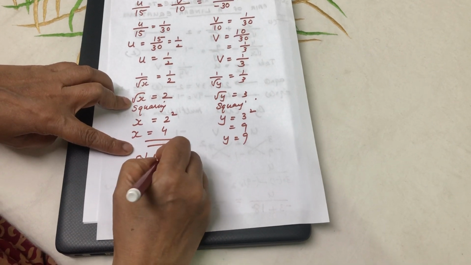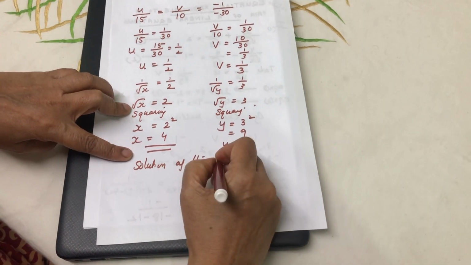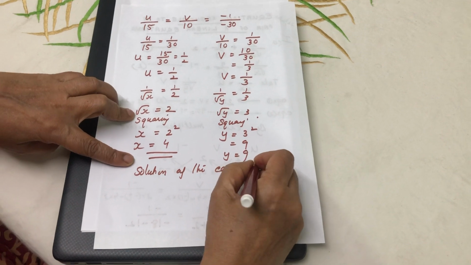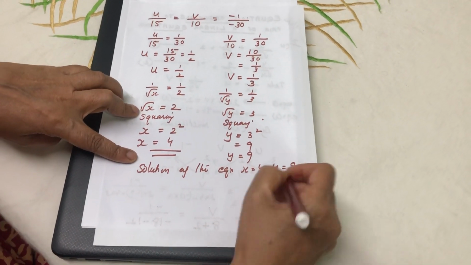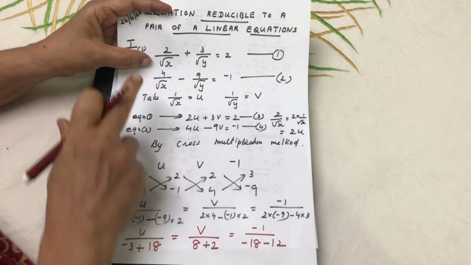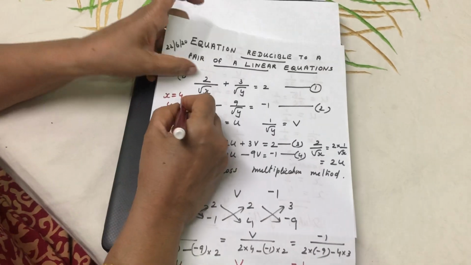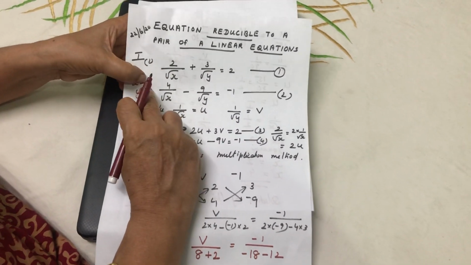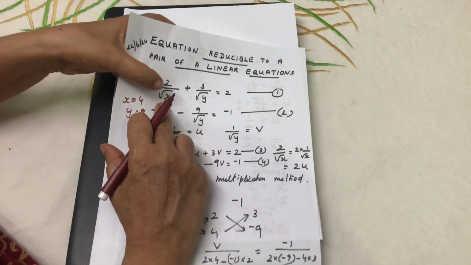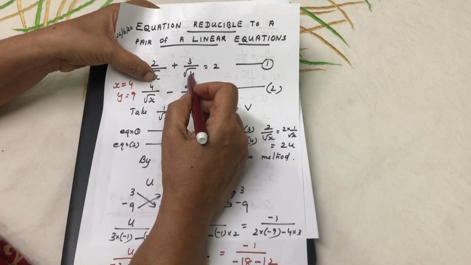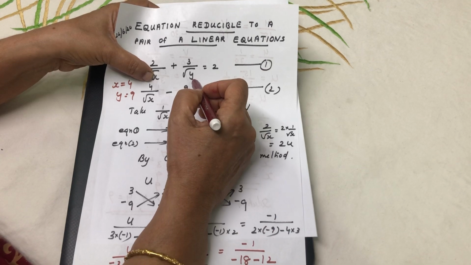Solution of the equation: x is equal to 4 and y is equal to 9. So you can substitute here, x is equal to 4 and y is equal to 9. Substitute. What is root x? Root of 4 is 2. 2 by 2 is 1. And root 9 is 3. So 3 by 3 is 1.